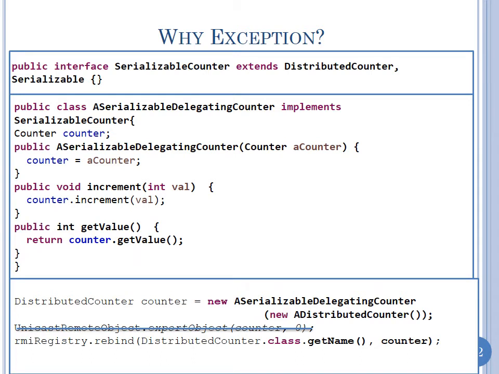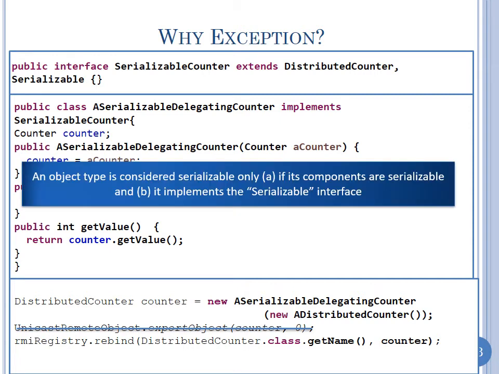Is that because counter isn't serializable? So again, there are two properties. Its components should be serializable and it should implement the serializable interface. The second property is true. This particular class does implement the serializable interface. But as Andrew pointed out, the counter object that it stores in its instance variable happens to be a distributed counter, not a serializable counter. A distributed counter is not serializable, so again we get an exception because the components are not serializable.